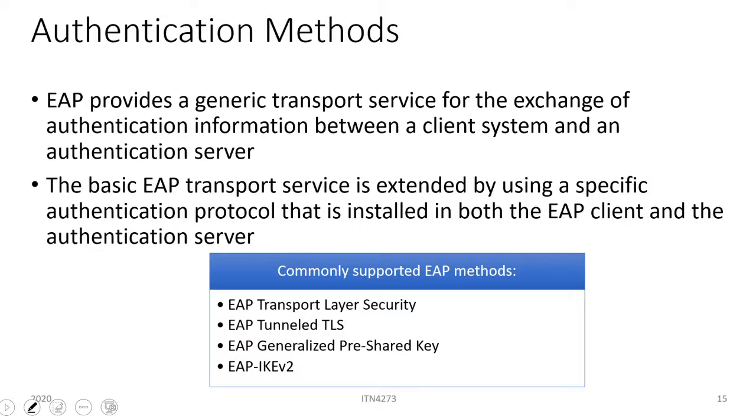So when we think about authentication methods relevant to network access control, EAP provides a generalized service to exchange authentication information between different client systems and authentication servers. So there, at the EAP level, we can use different authentication methods such as Transport Layer Security, or Tunneled Transport Layer Security, generalized pre-shared keys, and IKEv2. So various different authentication methods can be used as part of EAP.